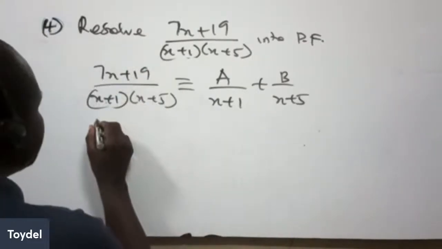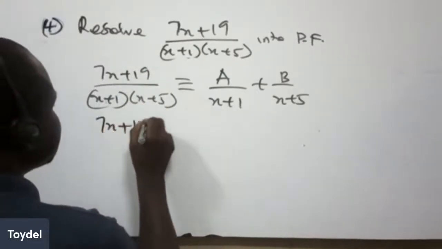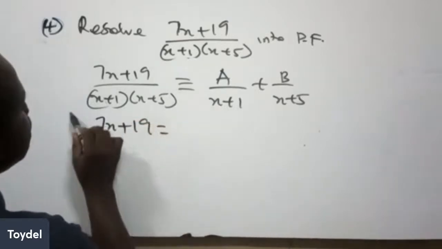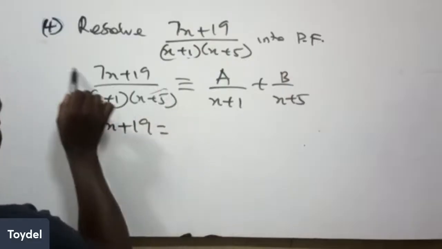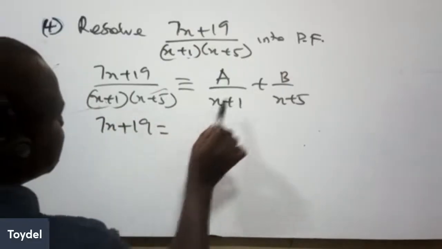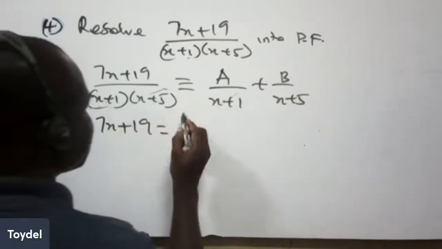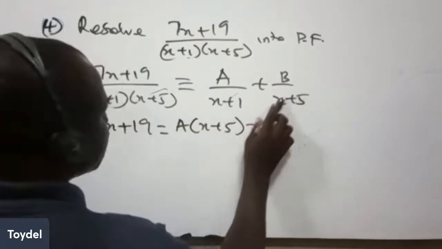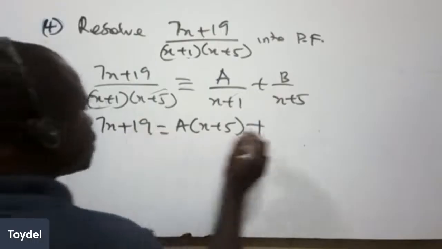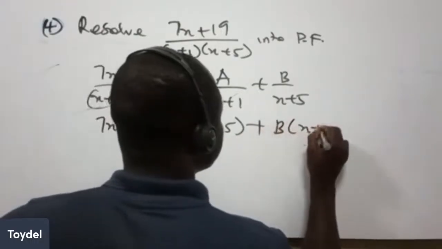Then what do we do? We have 7x + 19 to be equal to, we are going to multiply it through by (x + 1) and (x + 5). So if you multiply this, we cancel this. We are left with this. We have A into bracket (x + 5), then plus (x + 5) will take care of (x + 5). We are left with B into bracket (x + 1).